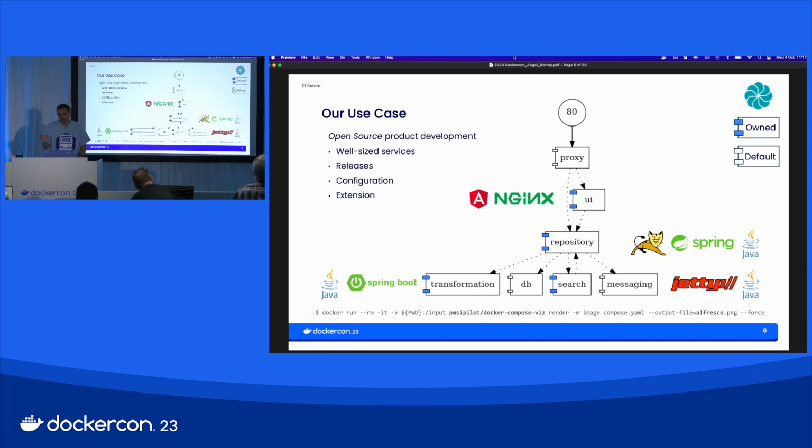So you can see all the different services: the UI, which is mainly developed in Angular. We have our repository, which is developed with Java. We have the transformation service and search service, which are developed by the Alfresco engineers. But we also have some other services that we are using to support the deployment, like the database.